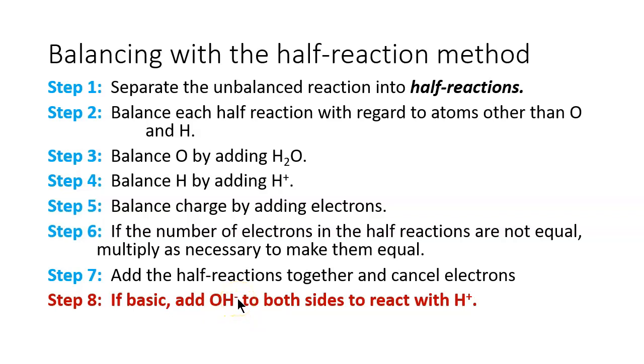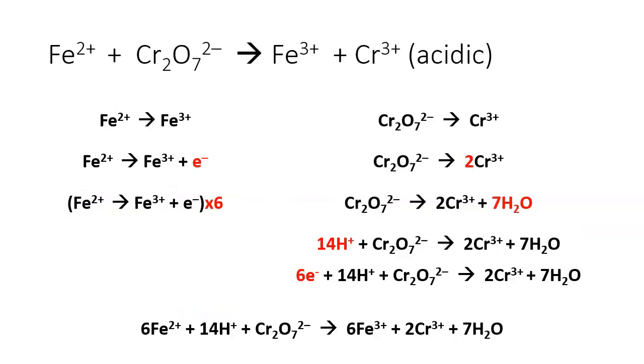Okay, so what I want to do is take you through an example. I have one example in an acidic solution and one example in a basic solution. The first example is iron plus the dichromate ion, giving us iron 3+ and chromium 3+. And this happens in an acidic solution.